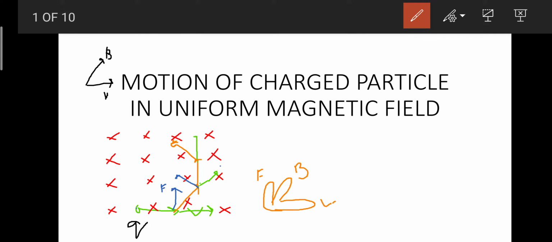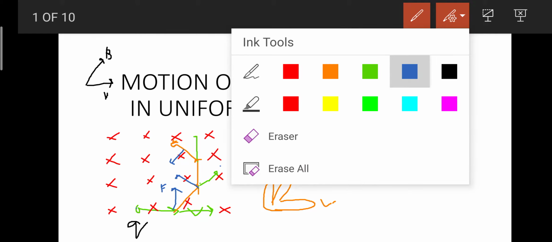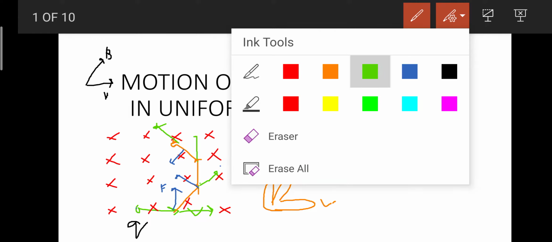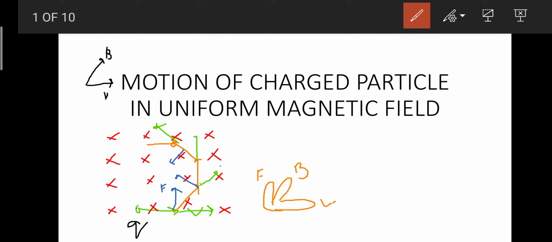If I'm going to check the direction of magnetic force at this particular point, the direction of velocity is like this, so according to Fleming's left hand rule, the direction of force would be like this. What would happen at the next step? At the very next step, this charged particle should move along this direction, but it is not going to happen. Because it is going to move in this particular direction.